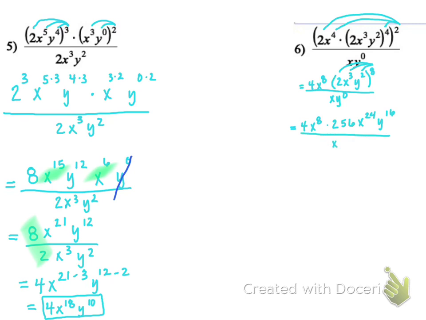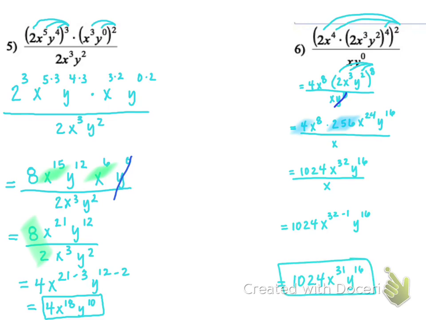So 2 to the 8th power gives me 256. X to the 3 times 8 is 24, and 2 times 8 is 16, so I get y to the 16th. Now I can simplify my numerator, and again on the bottom I have y to the 0, which is 1, so I don't have to write that. So I multiply 4 times 256 to give me 1024. Add my powers. Then to simplify, I need to subtract them because I'm trying to simplify those there. There's nothing on the bottom that has a y, so I don't need to do anything there. So final answer, 1024 x to the 31st, y to the 16th.